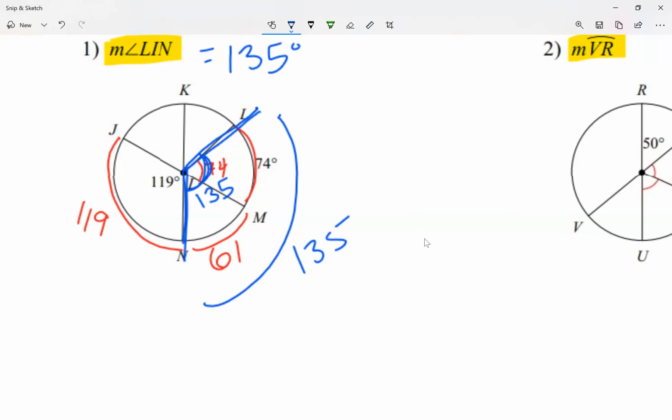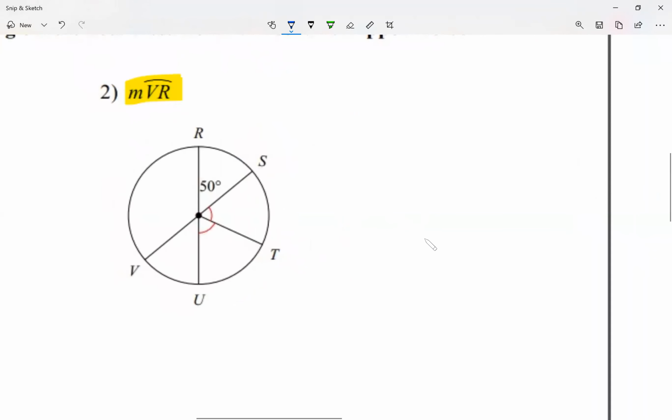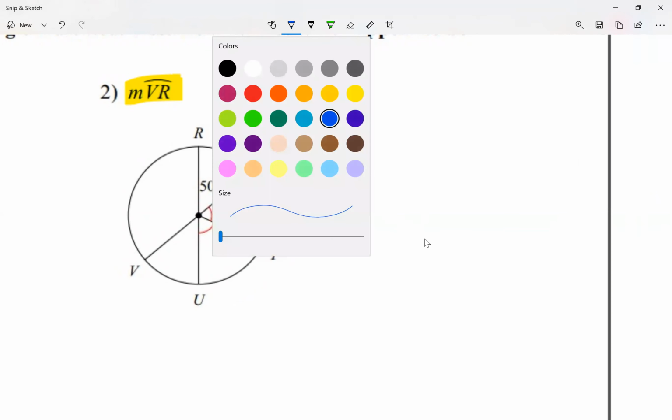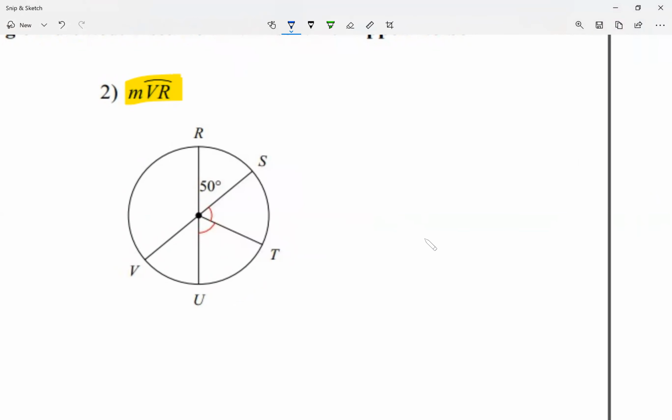135 degrees. Okay, that's not bad. Let's take a look at question number 2. This time I'm going to start with just the information given, and I'm going to ask myself, what can I possibly do with that 50 degrees?